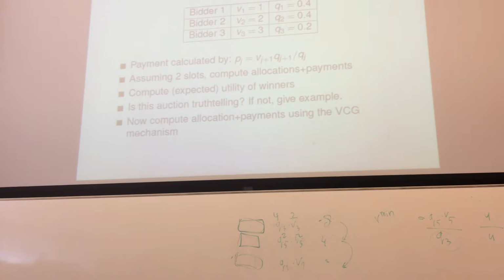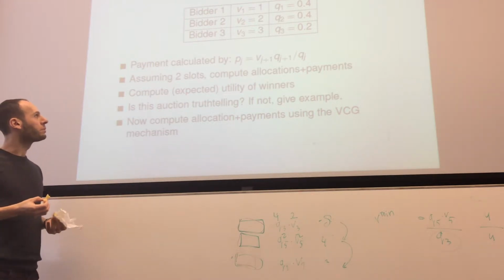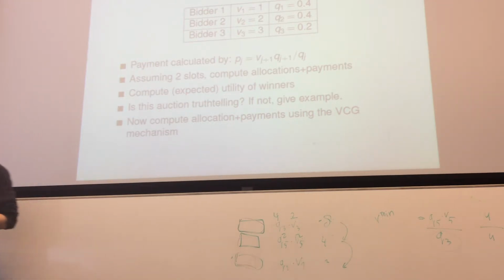First, I have to find the payment. The equation is payment equals value times quality, but there is no fourth bidder. Only 2 slots, so you can always find it. Because of only 2 slots, the values should be 0.5, 0.8, 0.6, so the winner will be bidder 2. The first slot will go to bidder 2, and the second will be bidder 3.